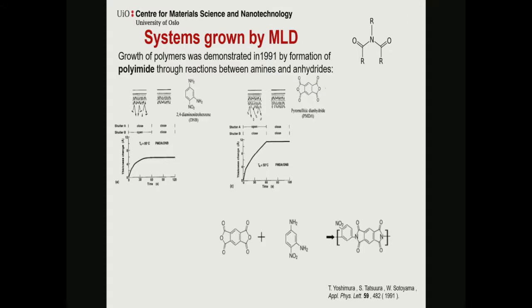So, what was the first demonstration of this was in 91, where they grew a polyimide through the reaction of an anhydride and an amine, a diamine.